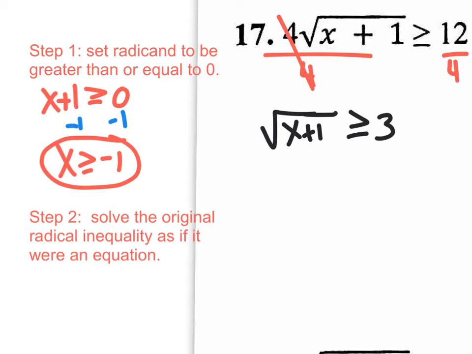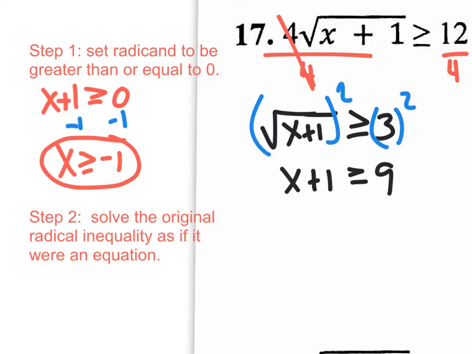Okay, now what do we do? Square both sides to get rid of the square root. So you're going to have x plus 1 is greater than or equal to 9. And then you subtract 1 on both sides. You're going to have x is greater than or equal to 8. So that's like another part of our answer.